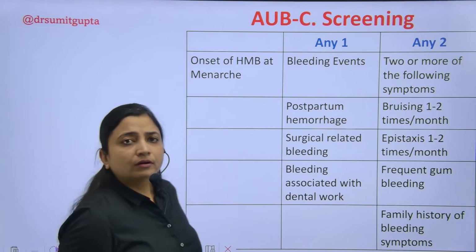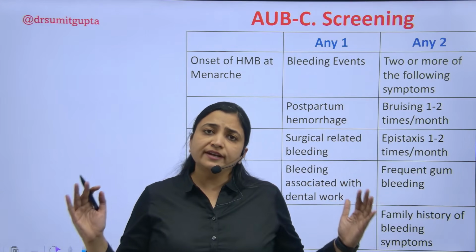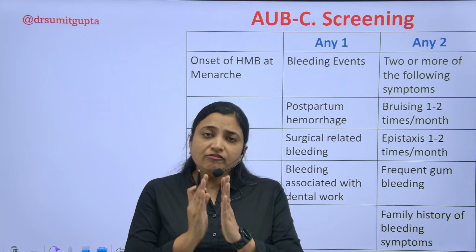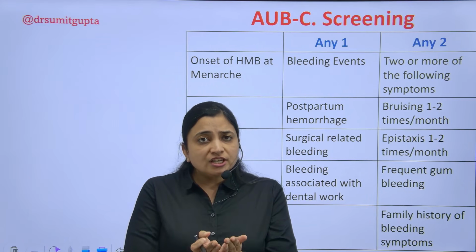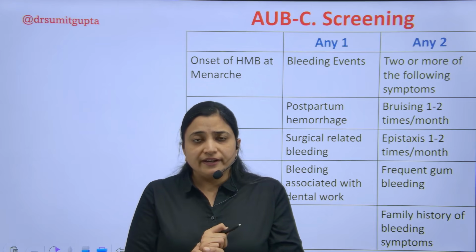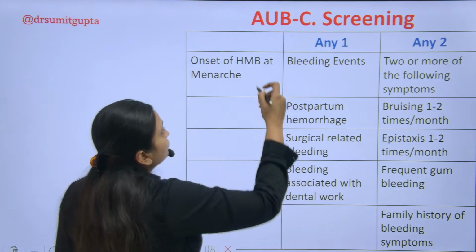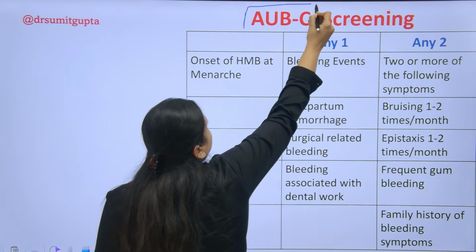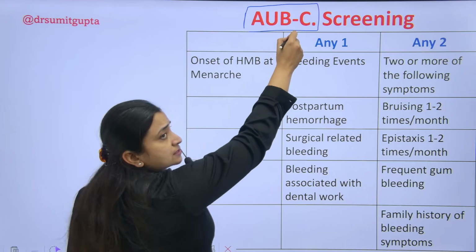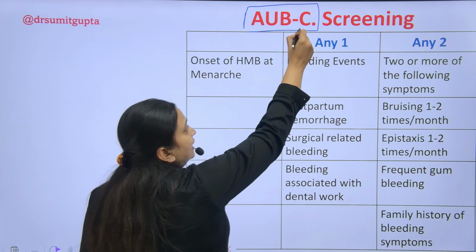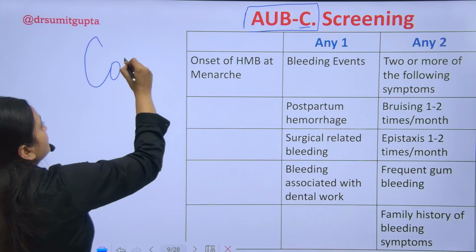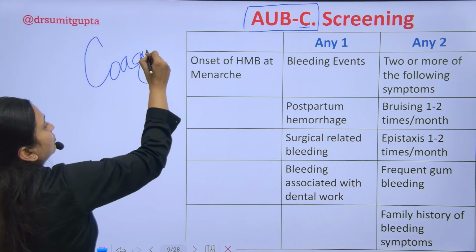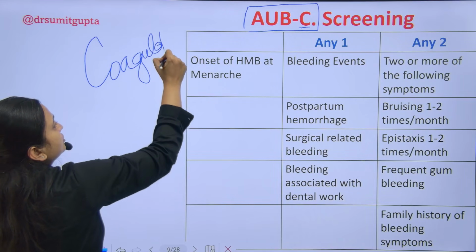Now, there are so many tests available, and every test is not suitable for every patient. In which case, which test is to be applied? So first is AUB-C screening. AUB means abnormal uterine bleeding and C means coagulopathy. That means there is some problem with the coagulation profile of the patient.